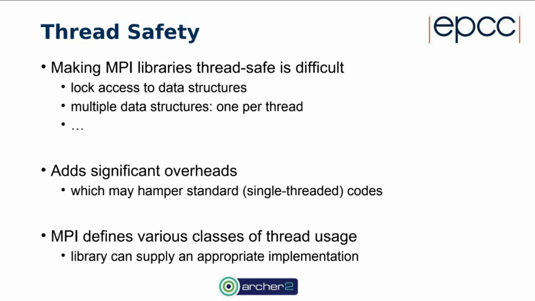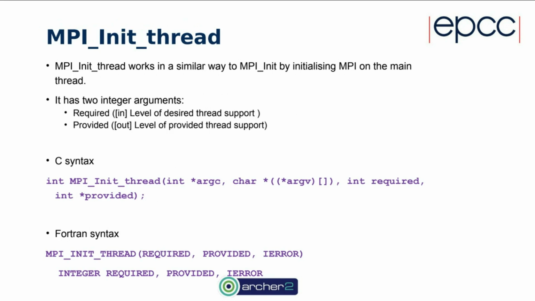For that reason, MPI defines various levels of thread support so that it can supply an appropriate implementation. It allows MPI to only use the thread-safe version if you ask for it, rather than have to use it all the time and potentially damage the performance when you're not using multiple threads.